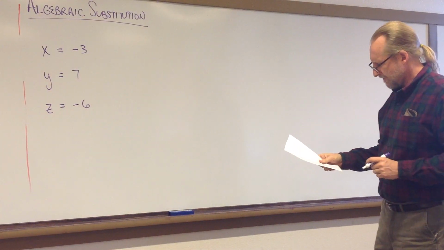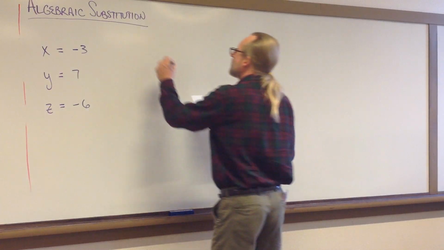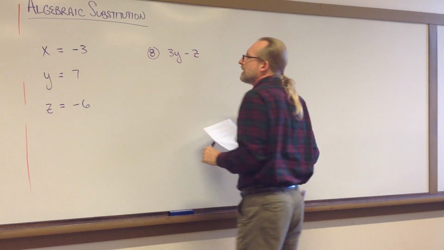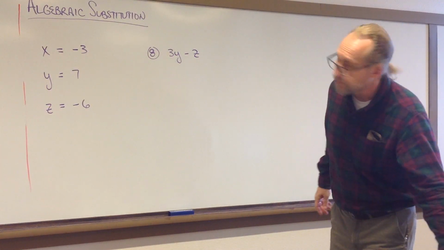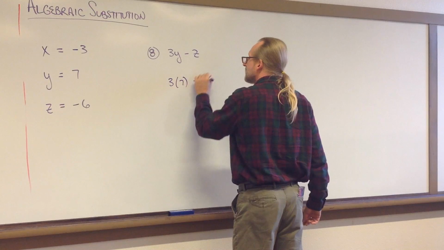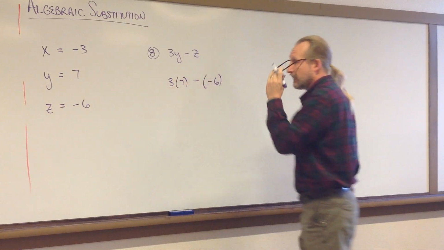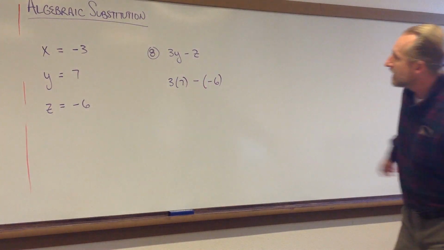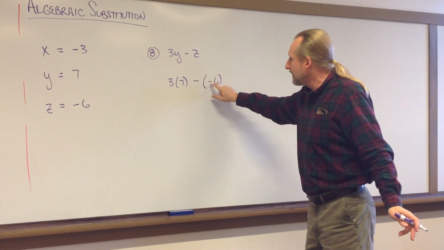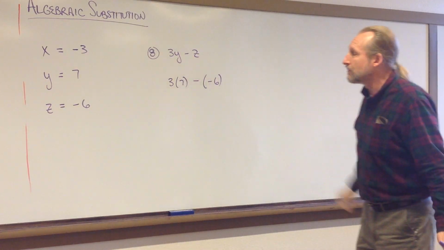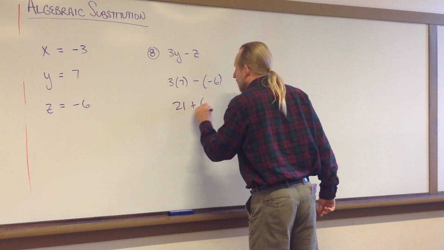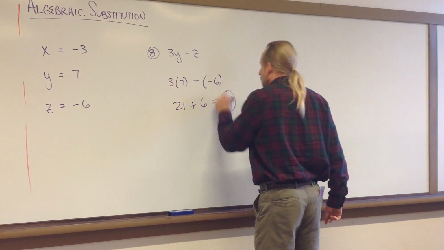Let's see here. Oh, problem 8. 3y minus z. So again, let's put the value of these variables in there. So that'll be 3 times 7 minus negative 6. And again, notice that this minus sign comes from the formula, but this minus sign comes from the value of z. So this will be 21 plus 6, and that'll make 27.